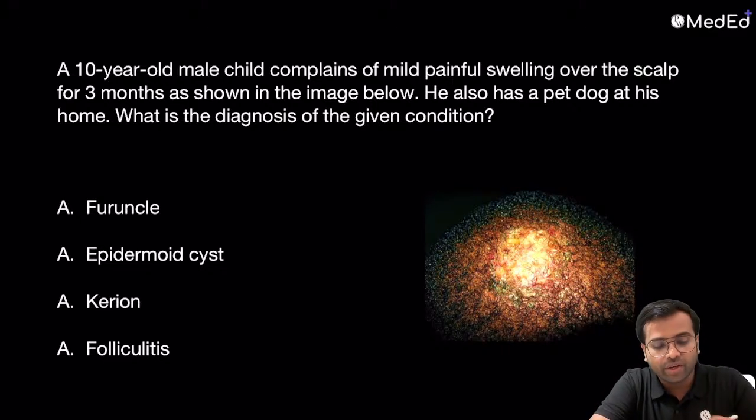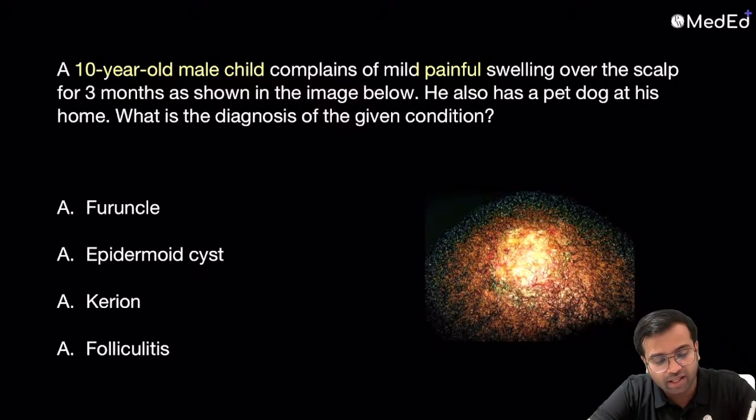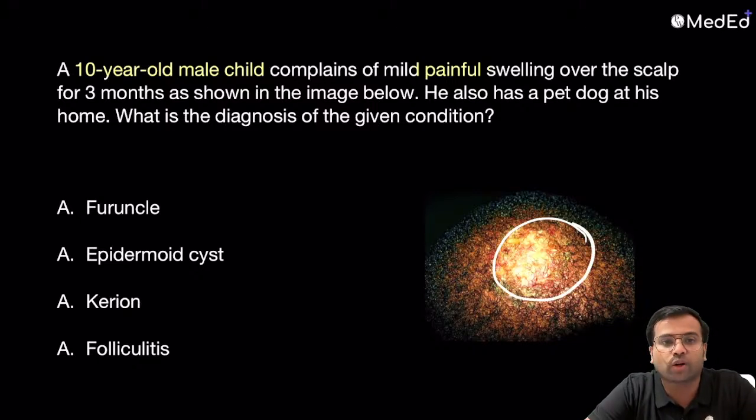Now, what do you think? Now, here, what are the main pointers in this MCQ? The first one is the age, which shows that this probably is something that has to do with children, or else, let us say, which is more common in children. And this child is complaining of pain. Pain is not a usual symptom in dermatology, but here there is a painful swelling of the scalp. Now this is present for 3 months, and over this 3 months, what has happened is there is a patchy alopecia, like what you can see here. There is a patchy hair loss as well. Now there is also a mention of a pet dog at home, meaning domestic pets are there at home.